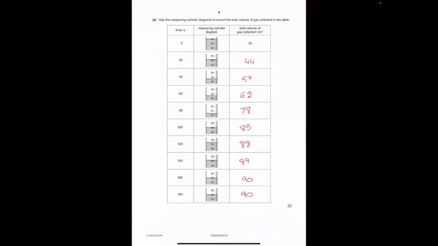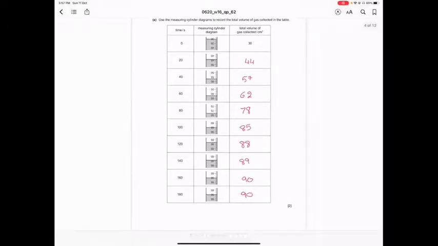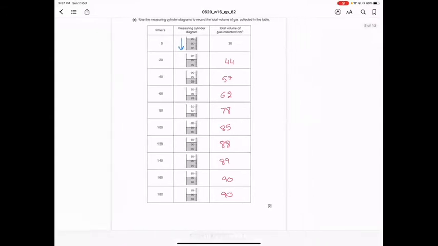So he asked you to take the readings. These are the readings. Take care, the measuring cylinder is inverted, so you should invert your paper in the exam and read the readings from here. Okay, sorry, from the bottom to the top: 44, 57, 62, 78, 85, 88, 89, 90, and 90. Then he asked you to draw a graph.